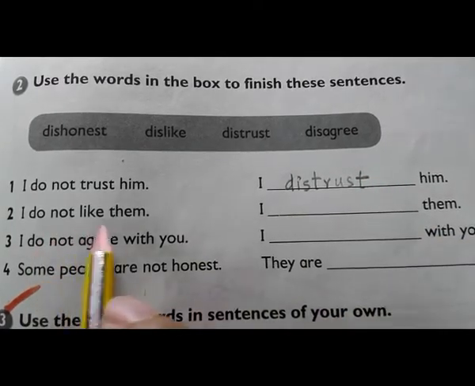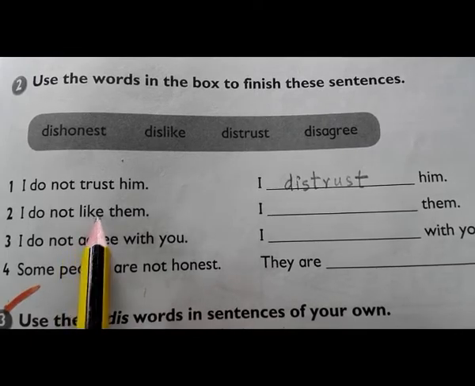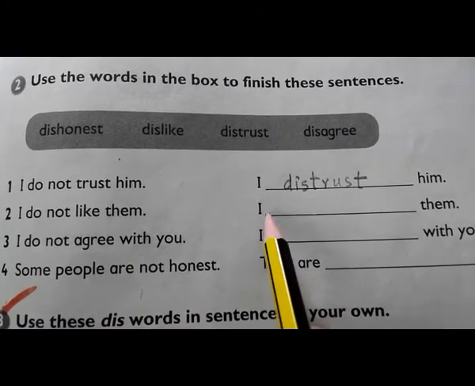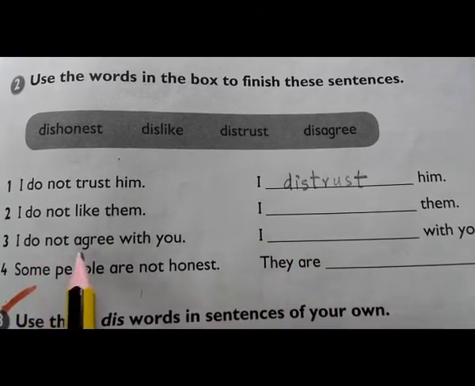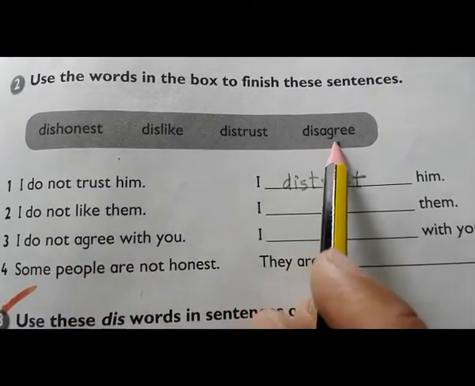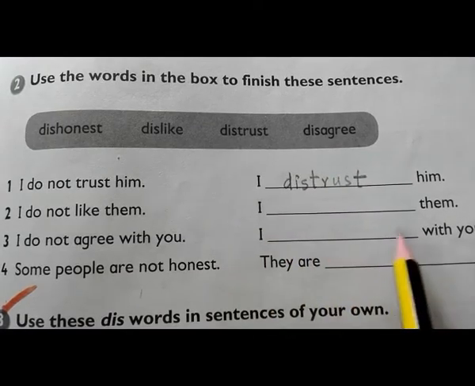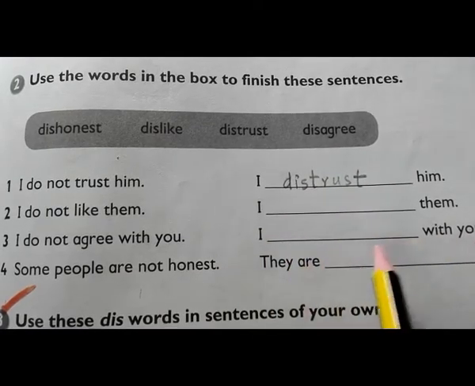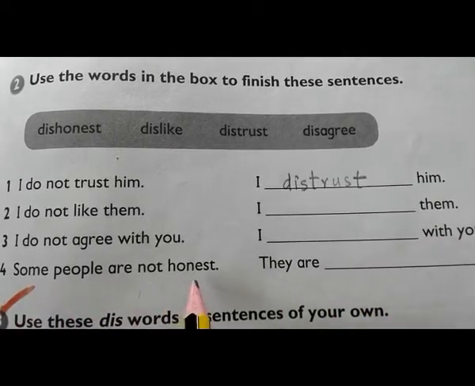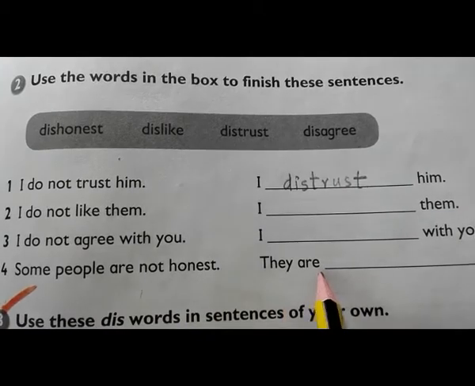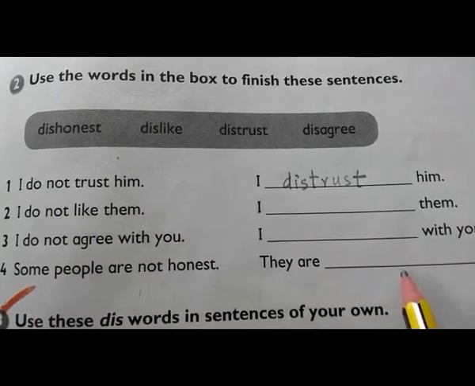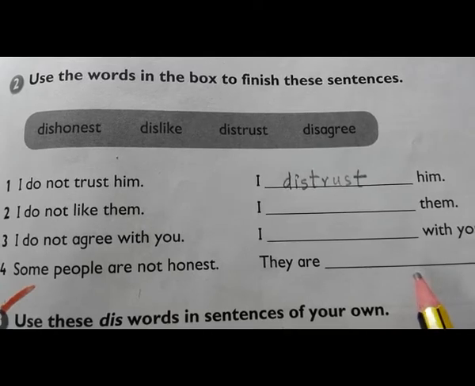Next is I do not like them. Do not like, it will become dislike. I dislike them. I will write here dislike. I do not agree with you. Do not agree means disagree. I disagree with you. Some people are not honest. It means they are dishonest. You need to write here dishonest. They are not honest, they are dishonest.